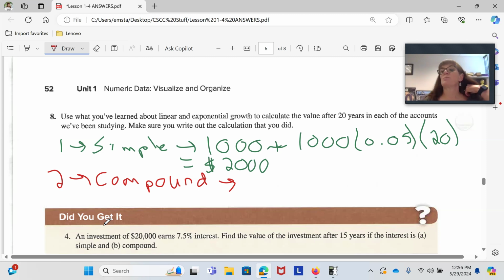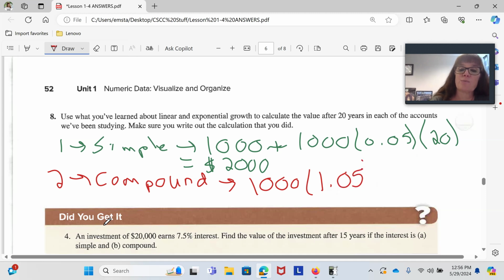For the compound interest, we were investing $1,000 again. It was still at 5% interest, but because it's compound now, I have to turn that into a growth factor. So I take the 1 plus 0.05 and I get 1.05. My growth factor is 1.05. If it was 3%, it would be 1.03. 12%, it would be 1.12. And then I raise it to the power of the number of years, which is 20 in this case.